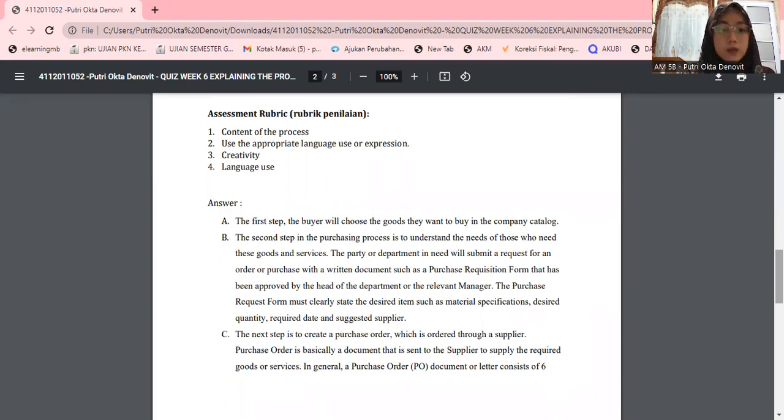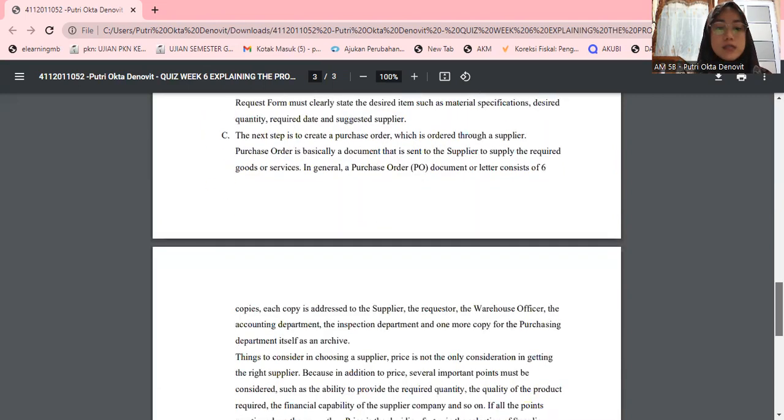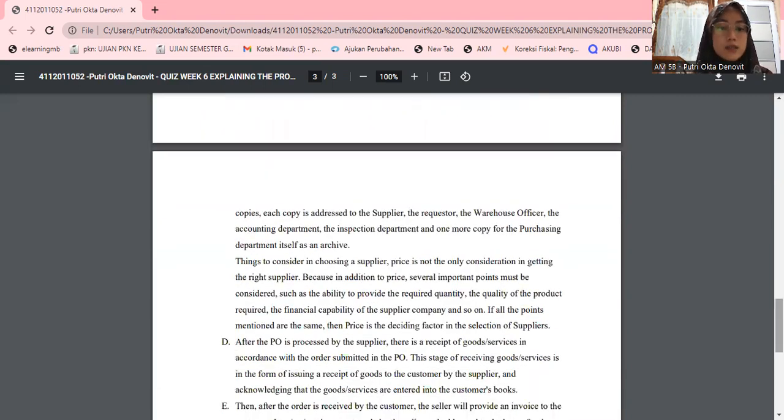The next step is to create a purchase order, which is ordered through a supplier. A purchase order is basically a document that is sent to the supplier to supply the required goods or service. In general, a purchase order document or letter consists of 6 copies. Each copy is addressed to the supplier, the requestor, the warehouse officer, the accounting department, the inspection department, and one more copy for the purchasing department itself as an archive.